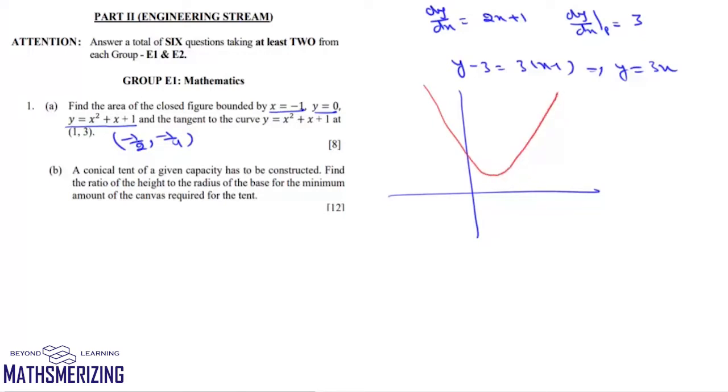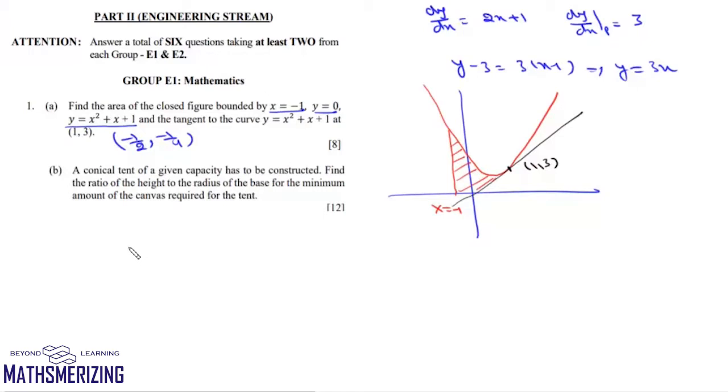And then we have this tangent drawn at (1, 3), which passes through the origin. So this point is (1, 3). Now we need to find the area bounded by x equals -1, y equals 0, that is the x-axis, this curve, and the tangent to this curve. So we have to find this area.